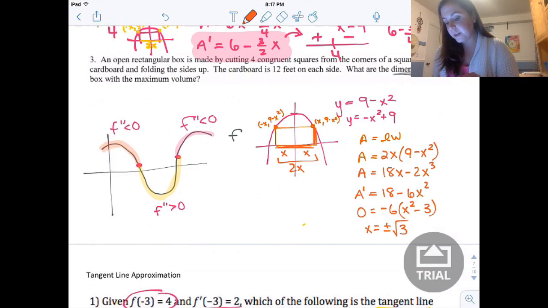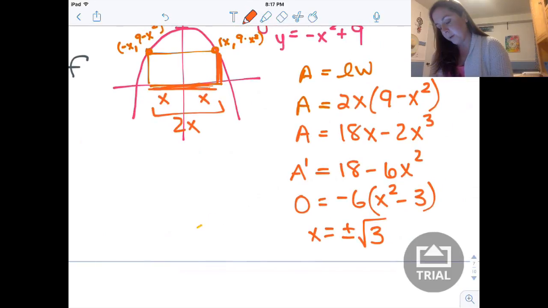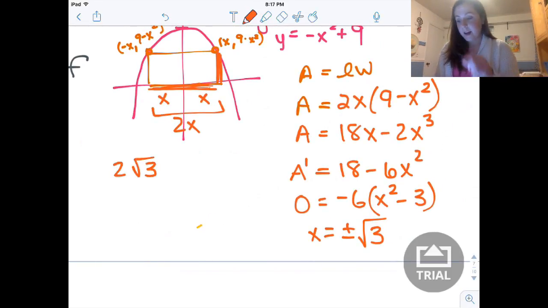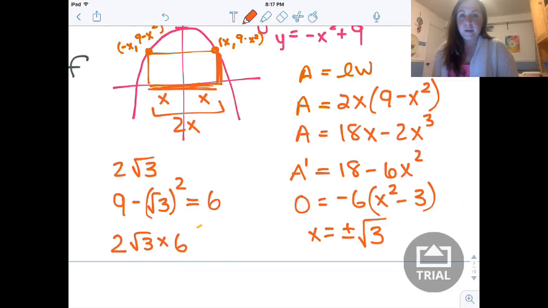So if I want the dimensions that would give me the greatest area, then I would say, well, your width would be 2 radical 3, right? 2 times x. And your height would be 9 minus radical 3 squared, which would be 6. So it would be 2 radical 3 by 6. And if it actually asked you what the max area would be, you could multiply those together. Hopefully that makes sense. If you still have questions on that, ask.